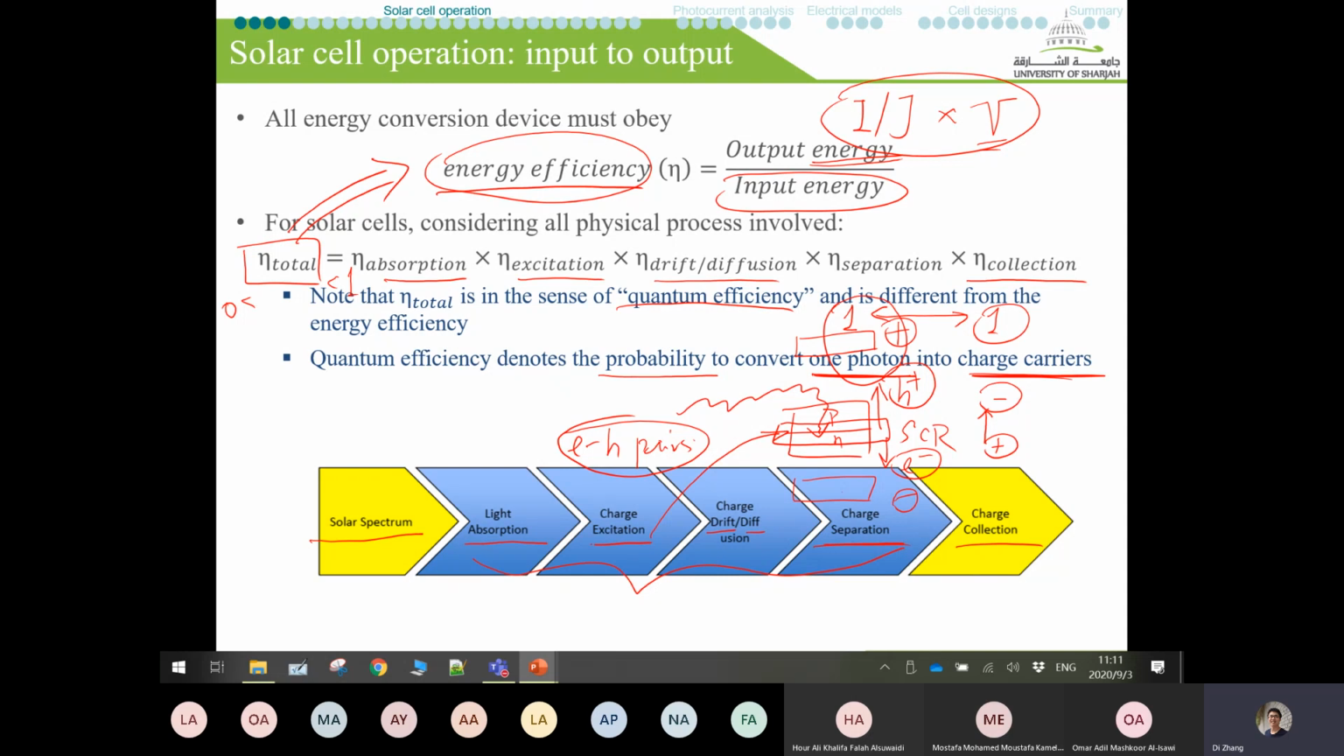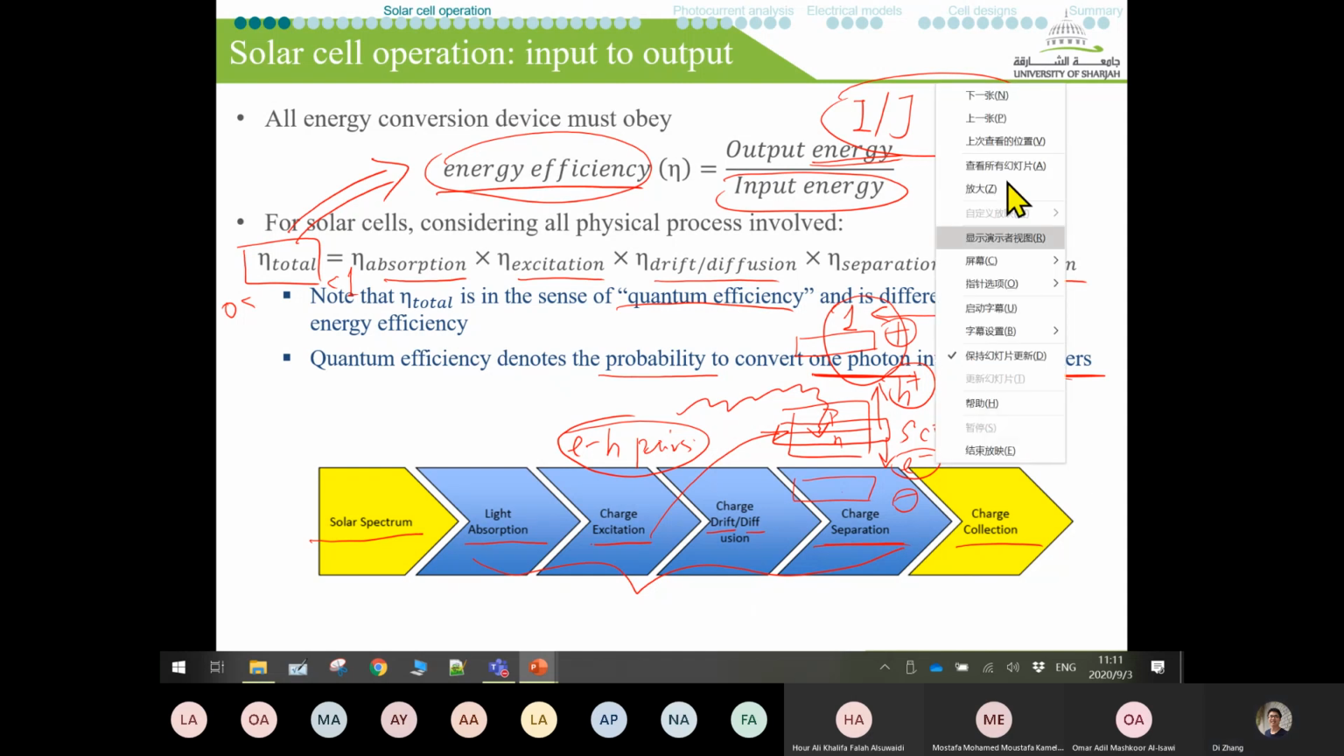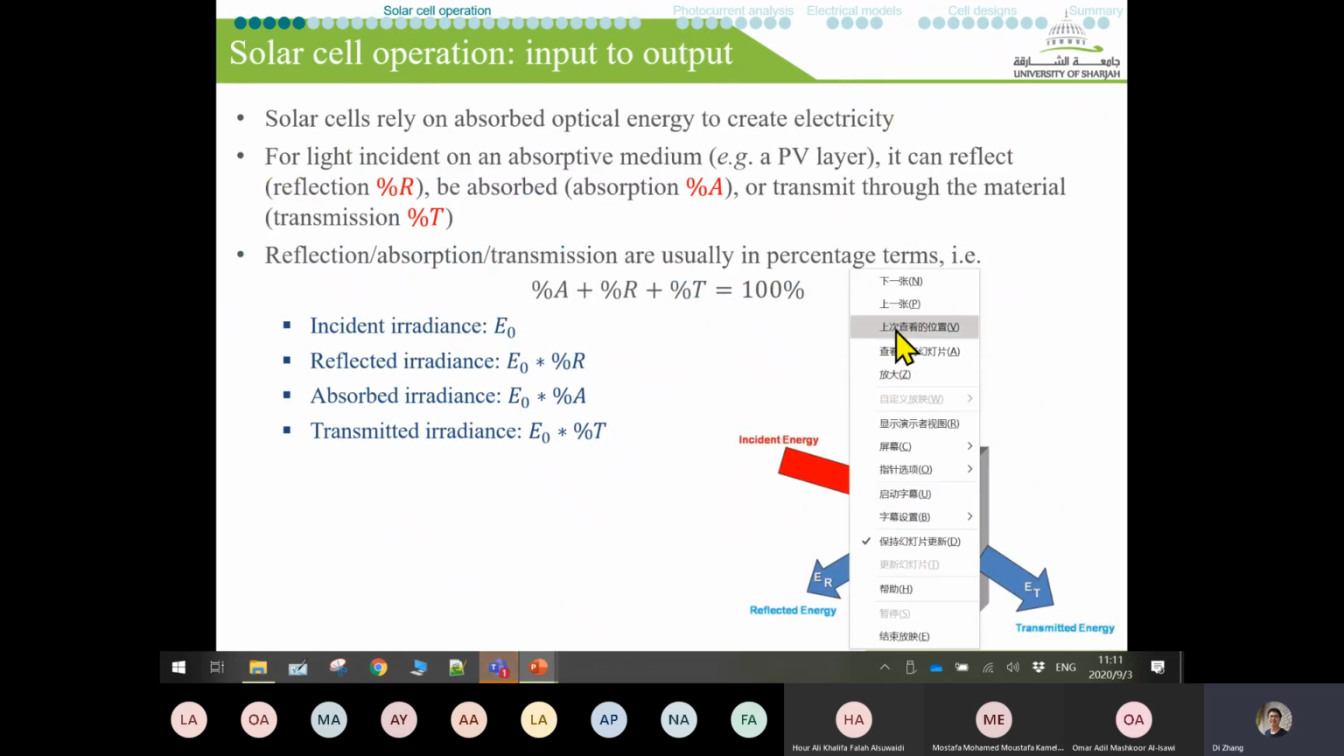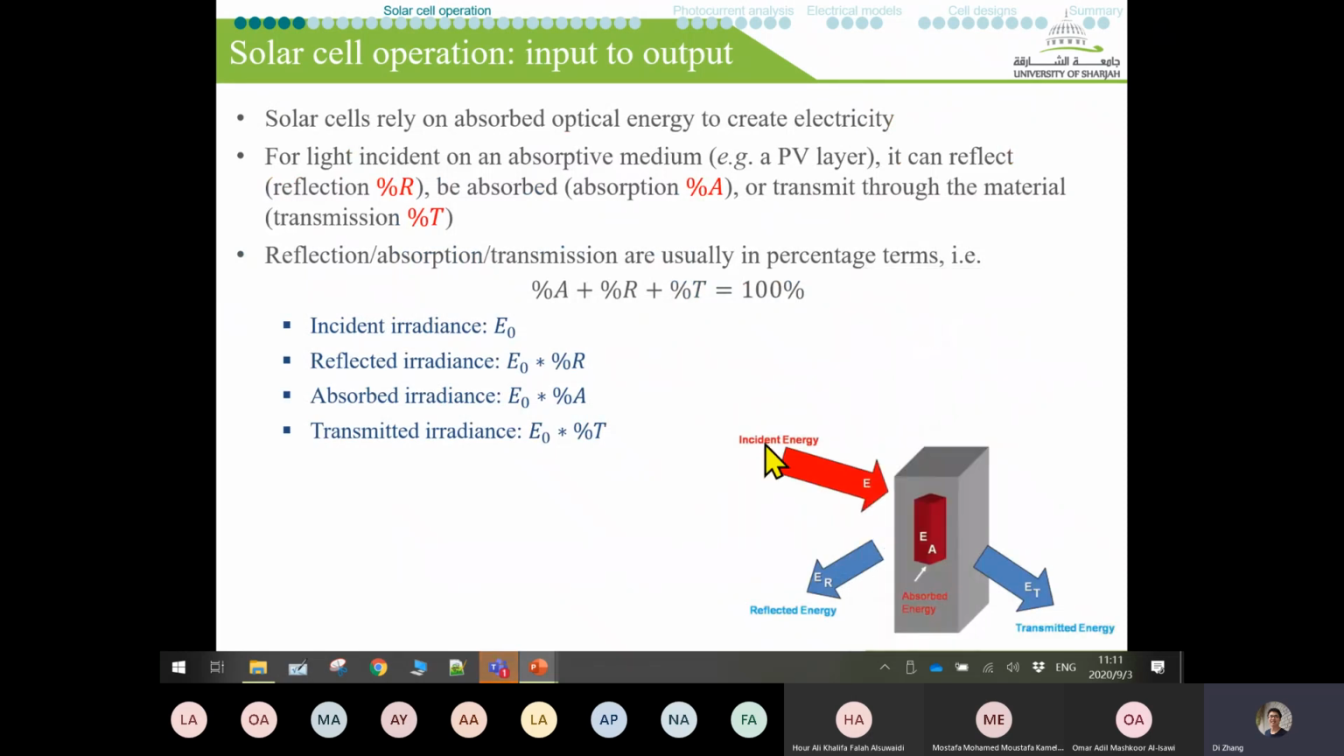So is it okay for this definition? All right. Okay. Feel free to let me know if you need me to stop or to repeat a couple of things.